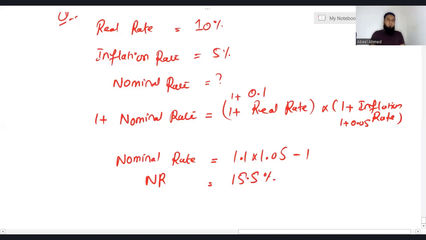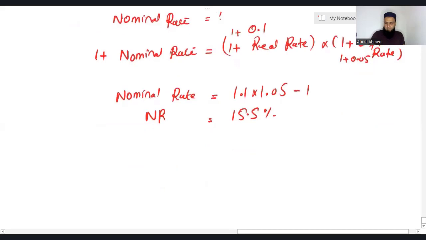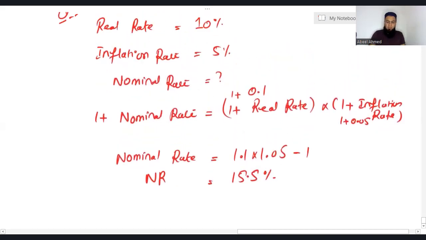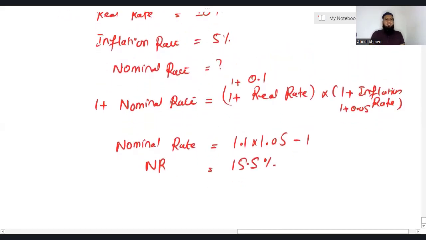Obviously it depends on the question. For example, in the question you have been given all the nominal cash flows, but the examiner has, let's say, given you the real cost of capital. Then obviously you have to use the Fisher effect to convert a real cost of capital to the nominal cost of capital. That is all about cash flows. We did discuss in the previous class that there are two types of cash flows: real cash flow and nominal cash flow. For real cash flows, the discount factor has to be real. For nominal, the discount factor must be nominal.